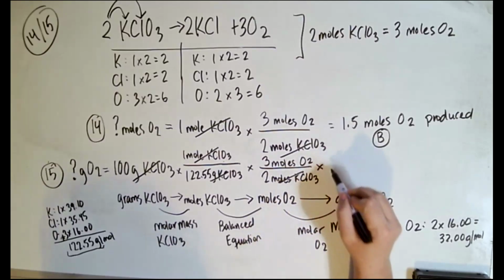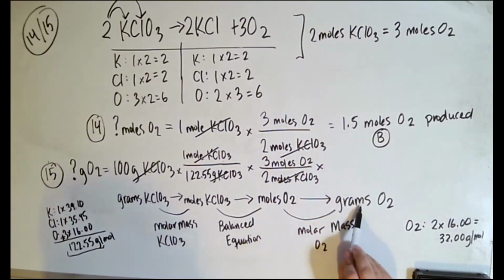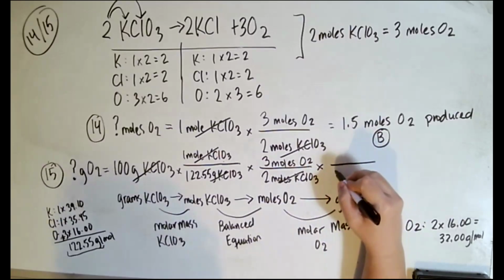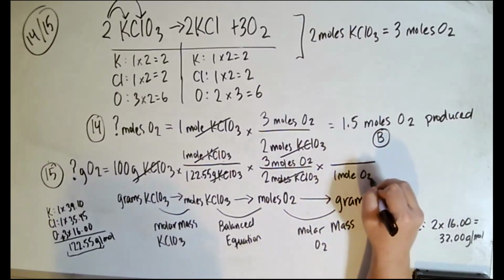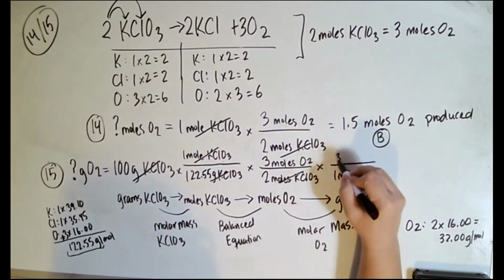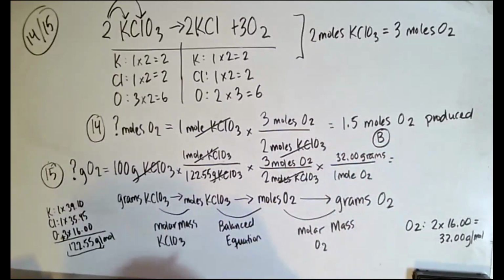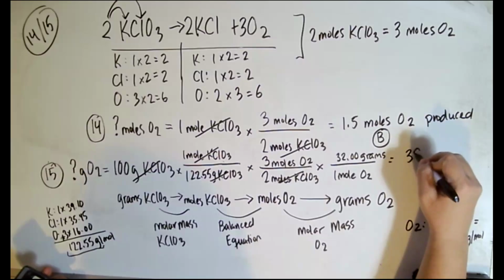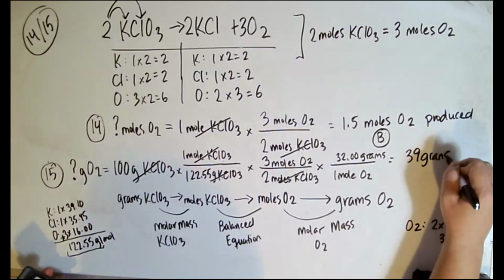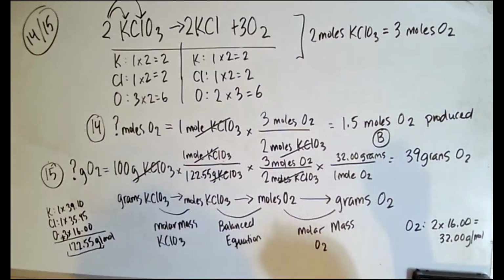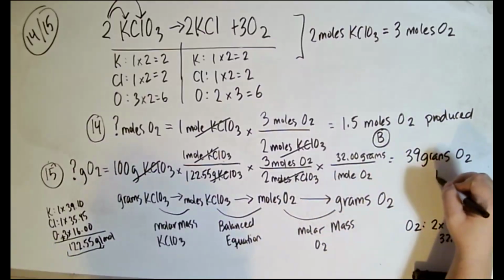And then in our last step, we're going to go from moles of oxygen to grams of oxygen. For every 1 mole of O2, we're going to have 32.00 grams. And we end up with 39 grams of O2, which is also choice B.